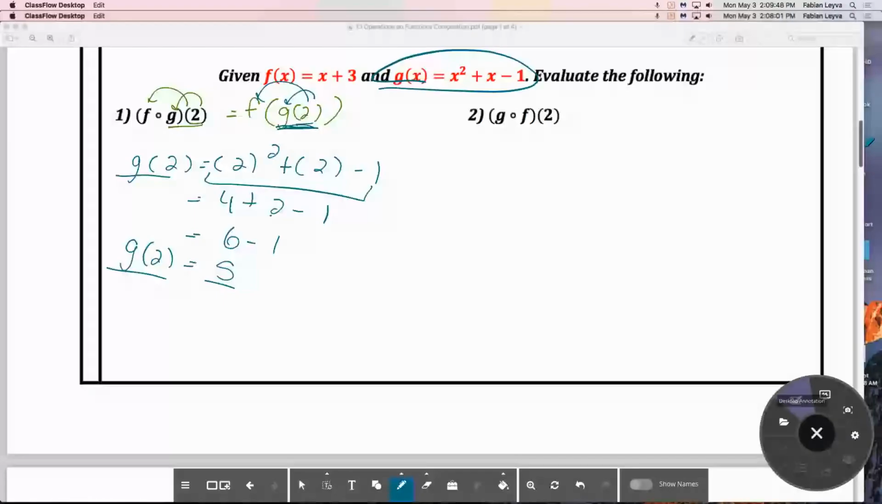The f function. So here is my f function. Let me change colors so that way you can kind of see that I'm working with 2 different equations. F of x, right over here, f of x is equal to x plus 3. Again, everywhere there's an x, you're going to leave an open parentheses and plug in whatever your input is. And remember, you found g of 2. You know it's equal to 5. So all you need to do is plug in the 5.